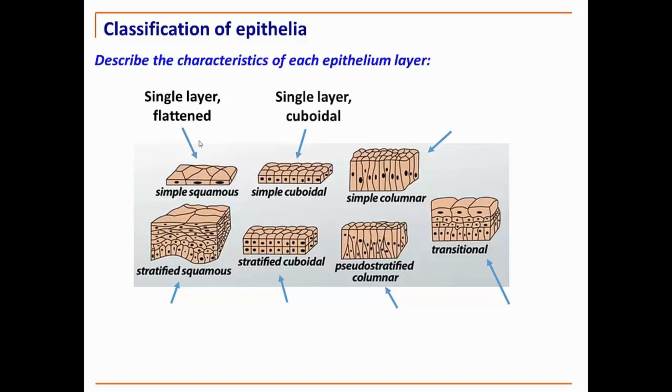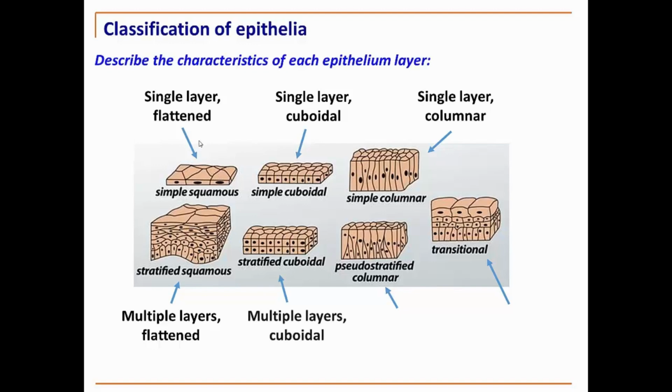So your simple cuboidal, as we've already said, is a single layer and it's cuboidal or square in shape in 3D. Your simple columnar, again, we've done this, is a single layer that looks like a column. Your stratified squamous: now we're looking at multiple layers, hence stratified, and squamous, therefore flattened. You've got stratified cuboidal. Again, multiple layers, cuboidal in shape.